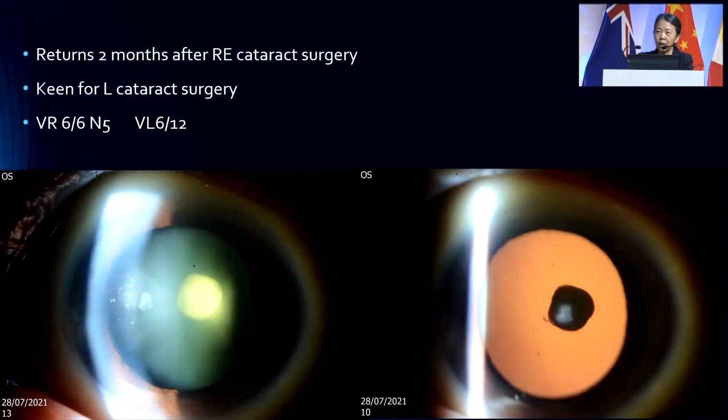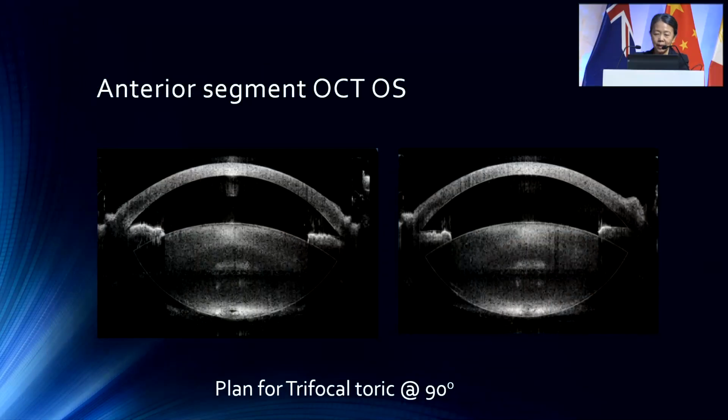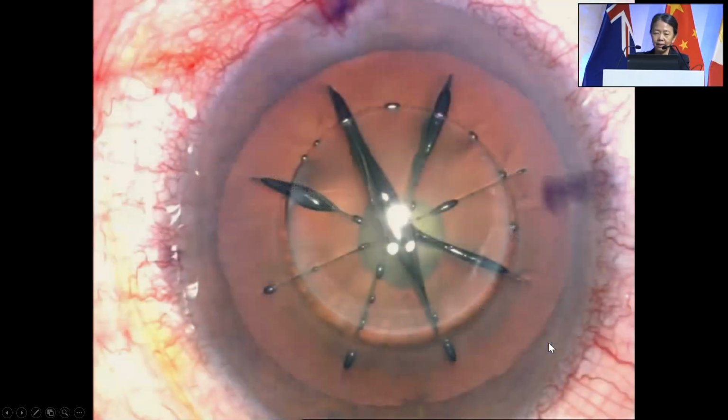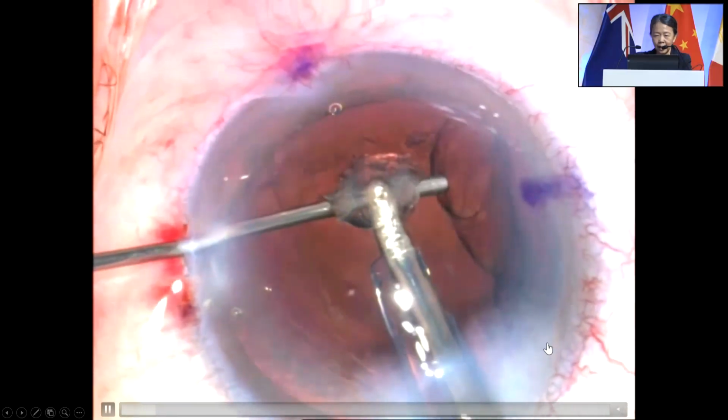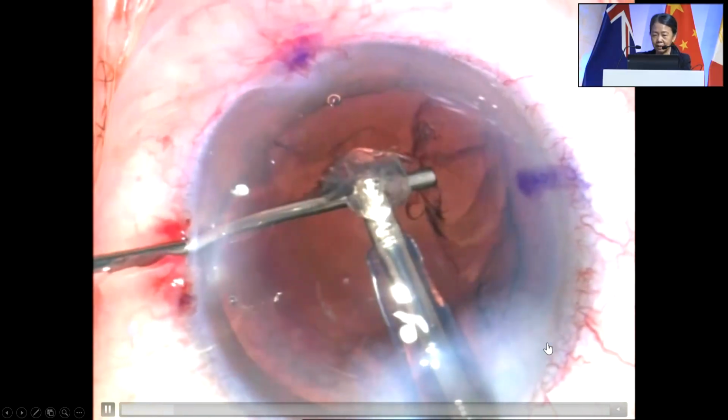I told him, don't come back to me, but he returns 2 months later, and he says, now I want my left eye done, and I want the same lens. And this one is actually planned for a trifocal toric lens at 90 degrees, and if the capsule breaks, it's my fault, okay? So we bring the patient to surgery again, and at the end, the capsule breaks, right?